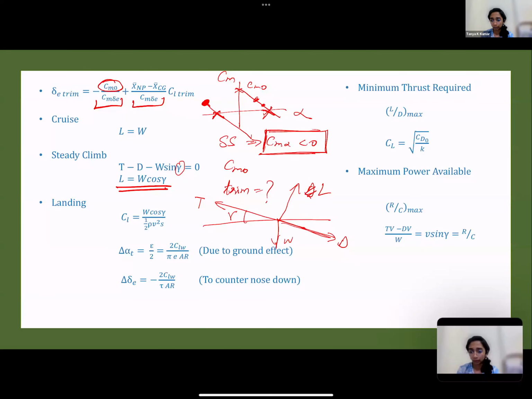Angle of attack with respect to free stream velocity. Angle of attack, how do you define angle of attack? We had discussed this last class again. What is AOA, angle of attack? How is alpha defined?